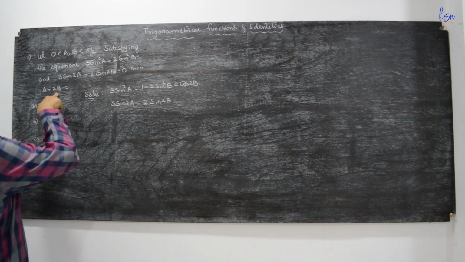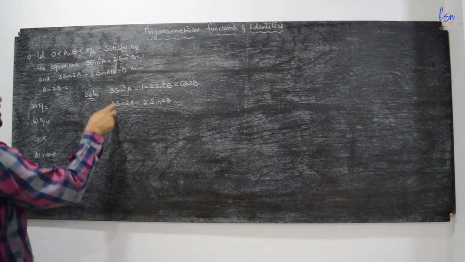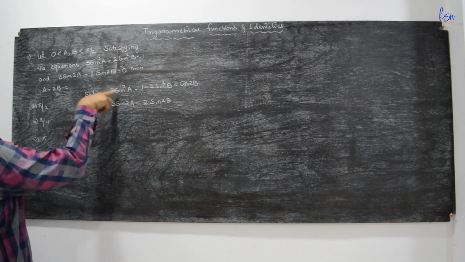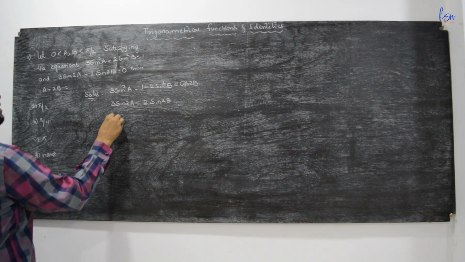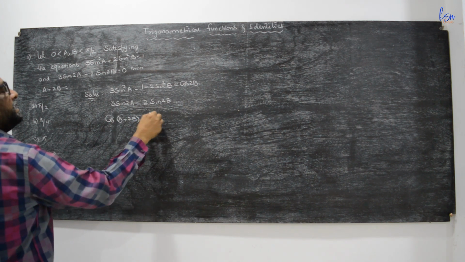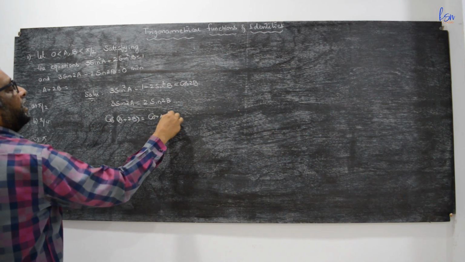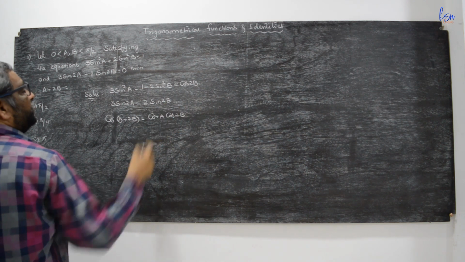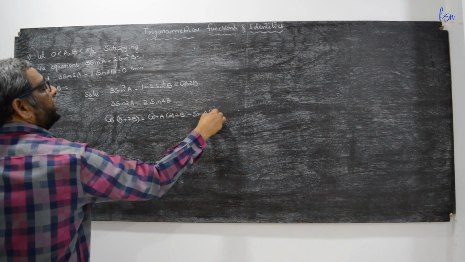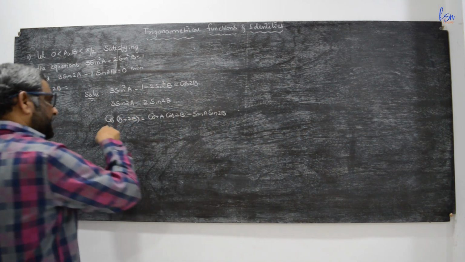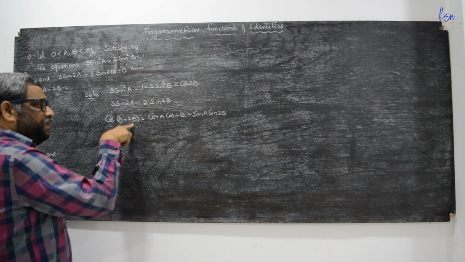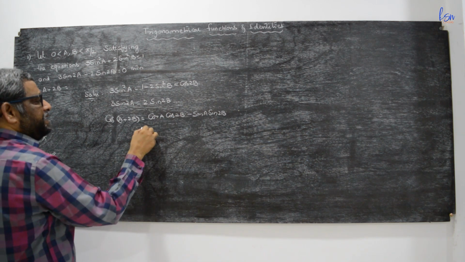We are asked to find out a plus 2b. So here you can take sine or cos from this. So you can write cos of a plus 2b. Cos of a plus 2b is cos a cos 2b minus sin a sin 2b. You can consider cos of a plus 2b or sin of a plus 2b. I have taken cos of a plus 2b.